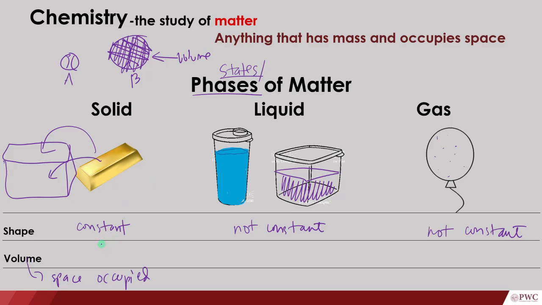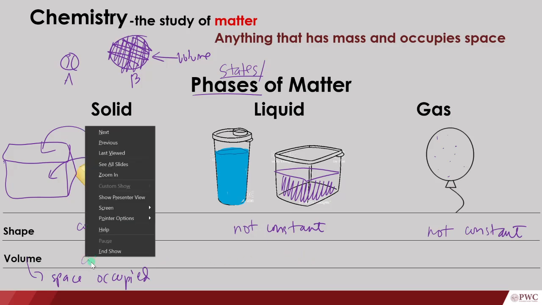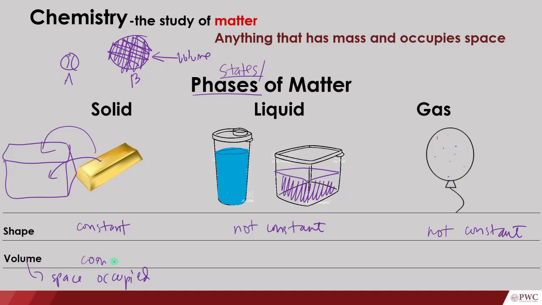Now let's identify whether the volumes of solids, liquids, and gases are constant. For solids and liquids, it's obviously constant. But for gases, as we know, gases can either expand, so they can increase their volume, and they can also be compressed into smaller spaces. So again, gases don't have constant volume.